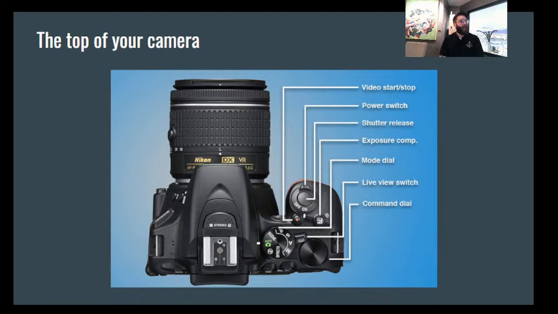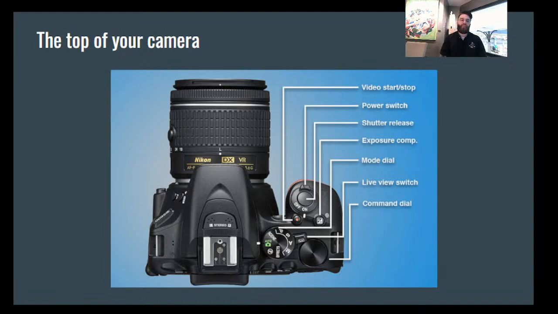From there we have the command dial. For every camera it differs a little bit, but the command dial is simple: depending on the priority mode that you're in, that's where you can change a certain priority. So for example, actually let me go back one, we should talk about the mode dial. The mode dial switches between your multiple modes.